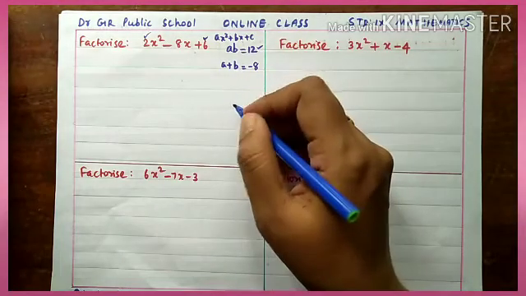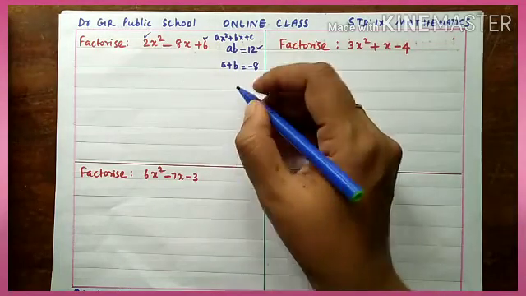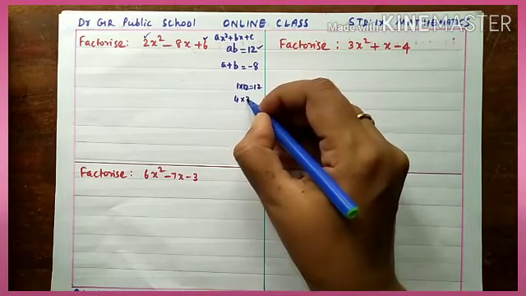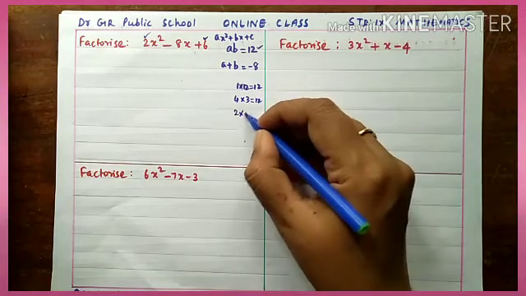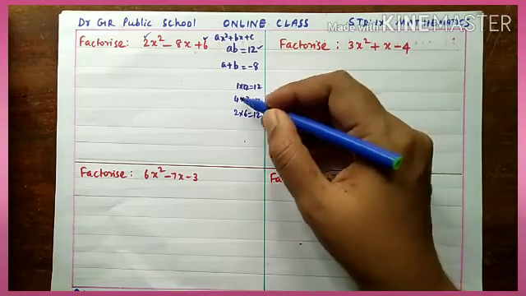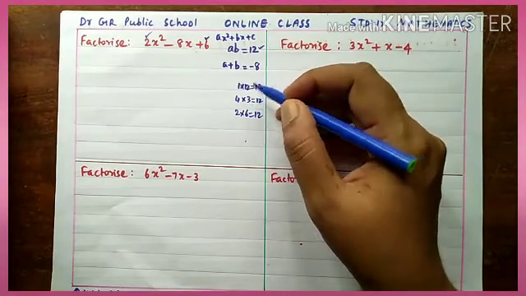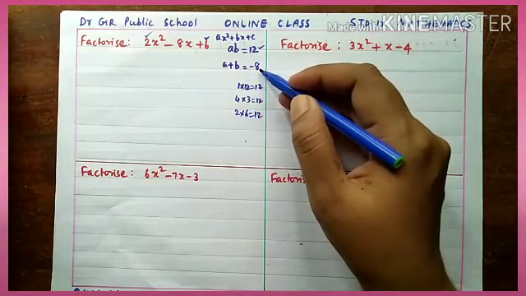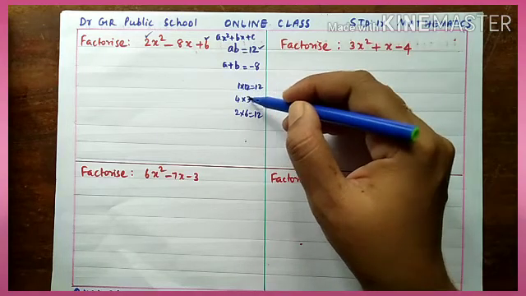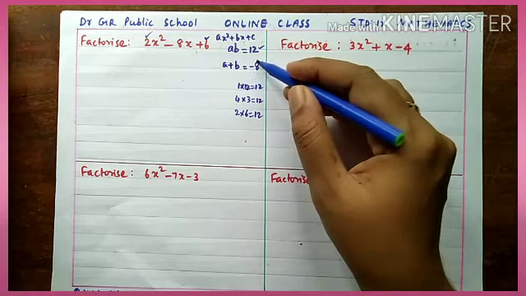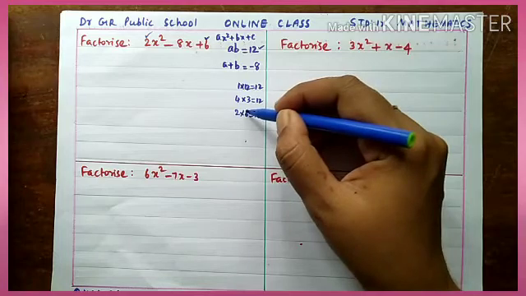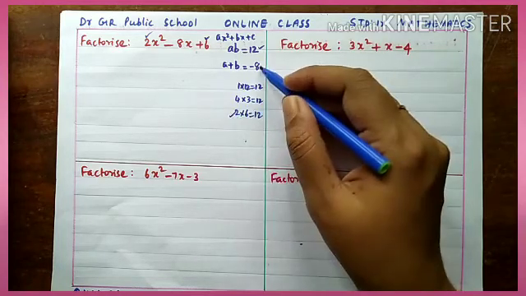So what are the numbers that give 12? 1 twelve is 12. Then 4 threes are 12. Also 2 sixes are 12. Correct? So these are the different ways to get 12. From this, which combination is suitable to get the sum value 8? 1 and 12, it is not possible to get 8. 4 and 3 also, if we add or subtract, there is no chance of getting 8. So which is suitable? 2 and 6. 2 and 6 is the possibility to get the sum value 8.